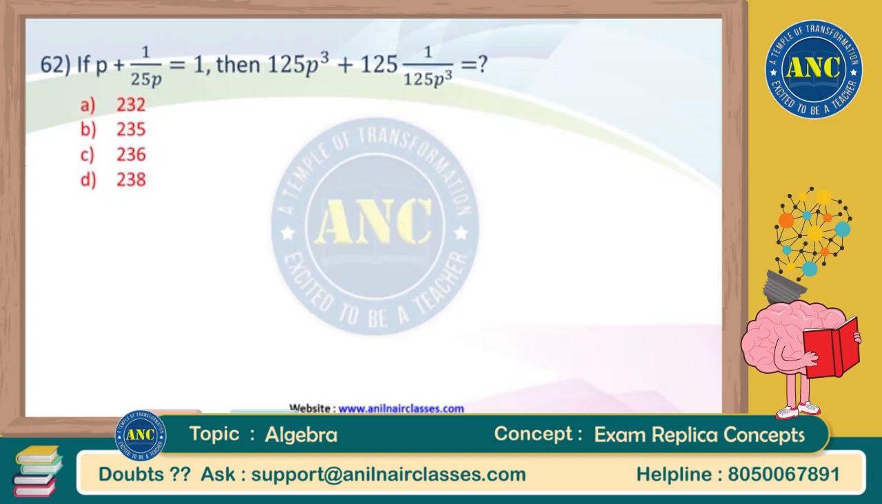p plus 1 by 25p equals 1. 125p cube plus 1 by 125p cube is equal to what? Sir, what is this, sir? This looks like a mixed fraction, right, sir? Yes, it is a mixed fraction.